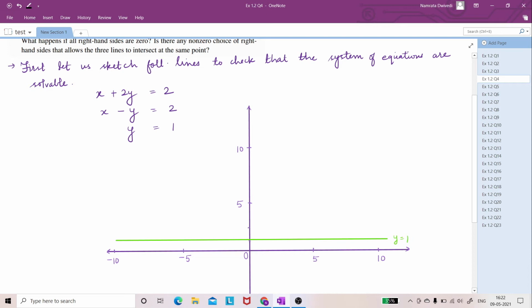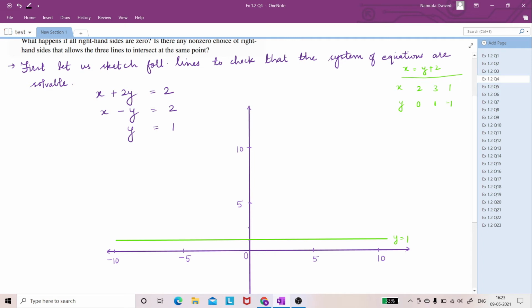Now the second one, we have to solve these two. So x minus y is equal to 2. So that is, y is 0 will be equal to 2. Okay. So what I'll do is I will plot for these equations. For example, x is equal to y plus 2. So x and y value: if y is 0, x is equal to 2. If y is 1, x is equal to 3. If y is minus 1, x is equal to 1.